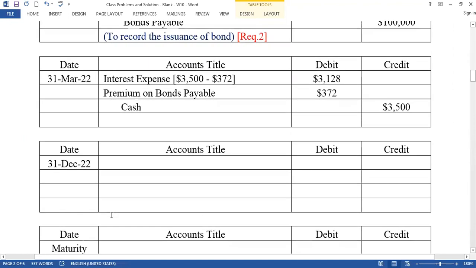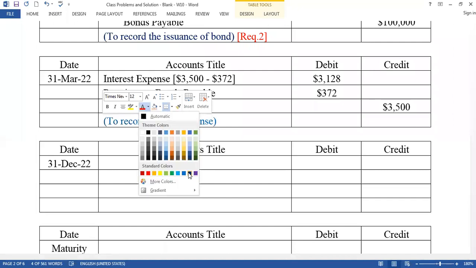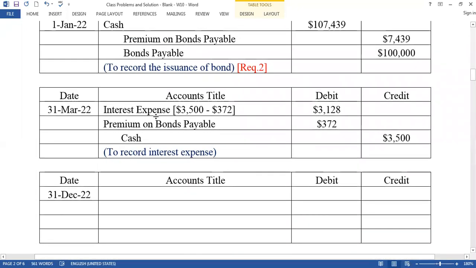So what is the narration here? Narration here is to record interest expense. Now I told you that this is the journal entry for how many times? For 20 times. 20 times the same journal entry. So that's why I just copy and paste for another installment.